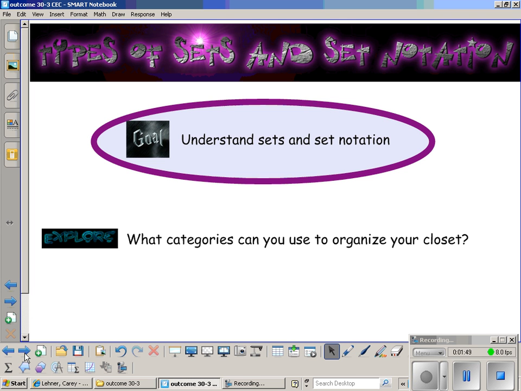And there's many different possibilities we could talk about. Maybe we organize them and put shirts in one area, pants in another, dress clothes, casual clothes. You could organize summer clothes, winter clothes. You could organize by color. There's lots of different ways that you can categorize and organize your closet.